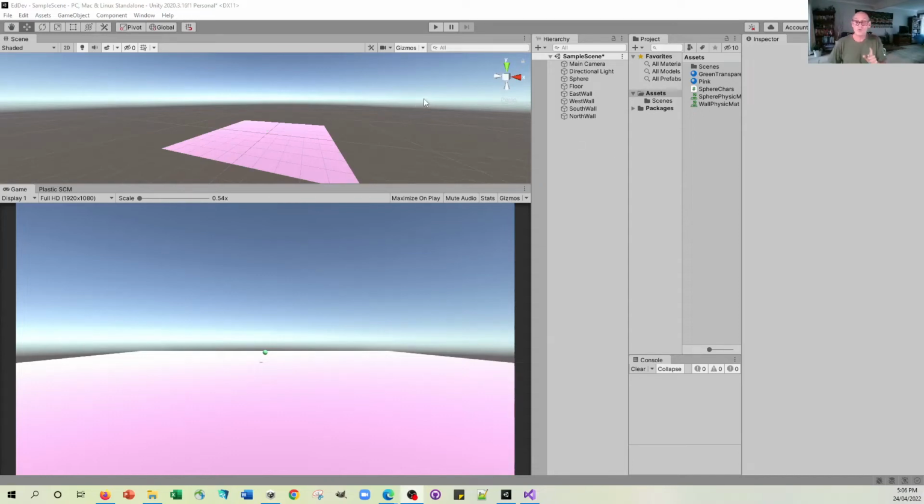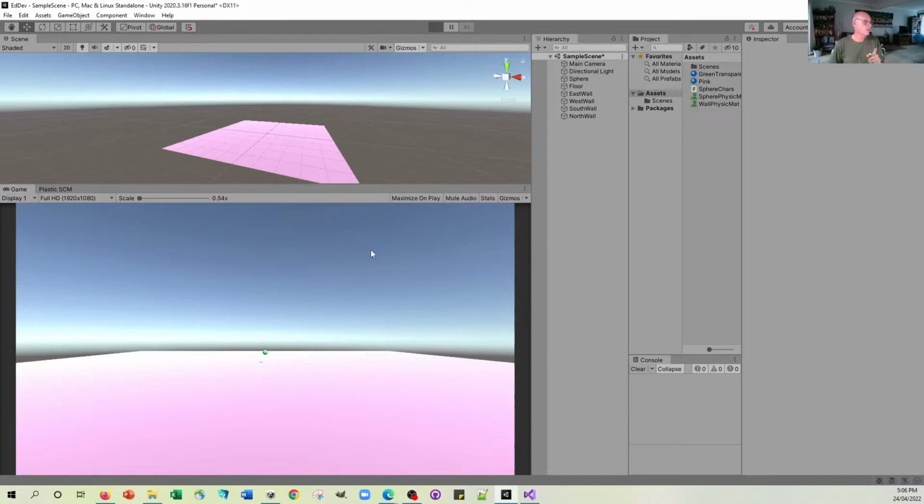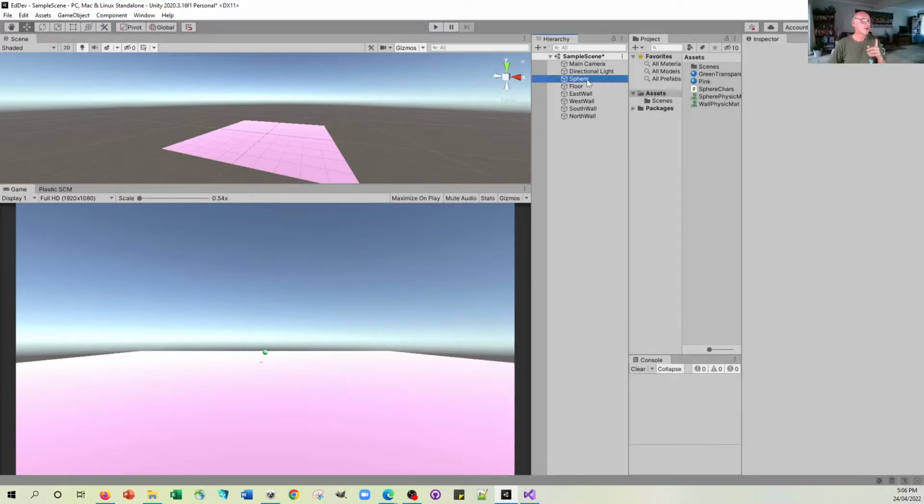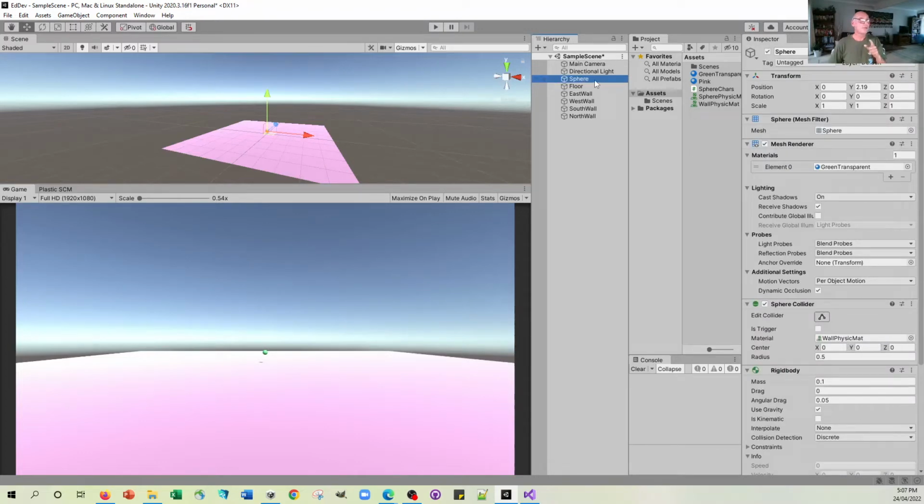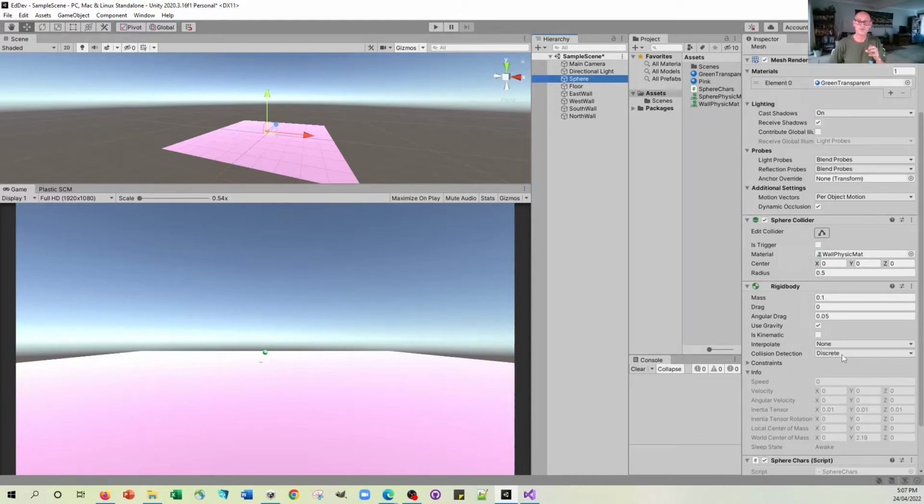Now, just as a footnote to the previous little recording, watch this. I'm going to press play and watch what happens to the ball. It flies off, it flies through the walls. And that's because one of the things that I had done before was that I'd set this collision detection thing on the rigid body for the sphere to be continuous dynamic. So that was saving it from going through the walls.